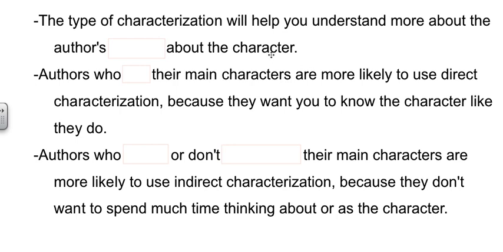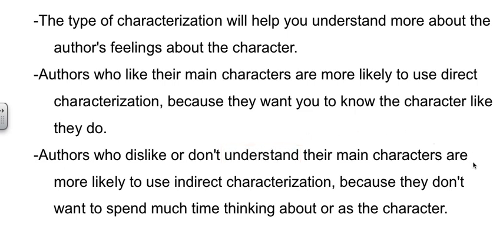The type of characterization will help you understand more about the author's feelings about the characters. Authors have feelings about their characters. They like them or they don't like them. Authors who like their main characters are more likely to use direct characterization because they want you to know the character like they do. But authors who dislike or who don't understand their main characters are more likely to use indirect characterization because they don't want to spend too much time thinking about their character.